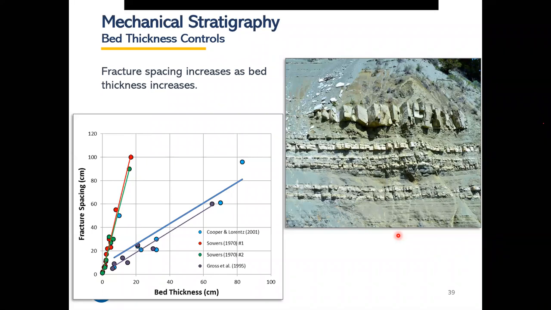So in this plot, you can see that if the bed thickness increases, the fracture spacing also increases. The fracture spacing means the distance between fractures. So the distance between fractures increases as the thickness increases. So fewer fractures in the thicker bed.